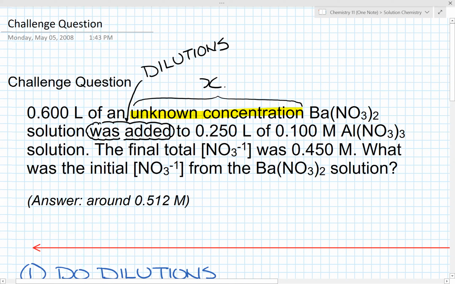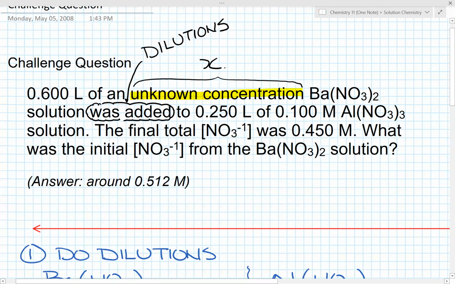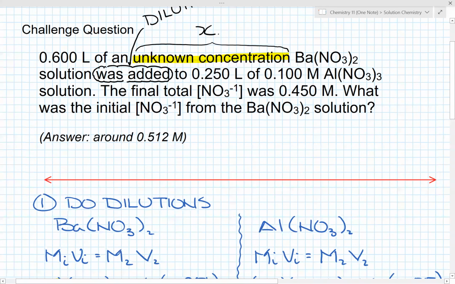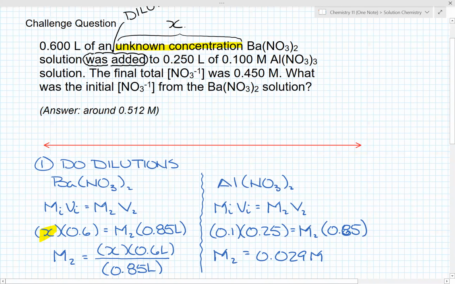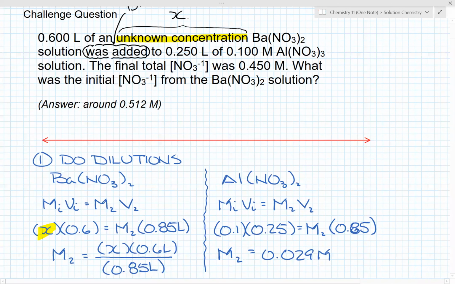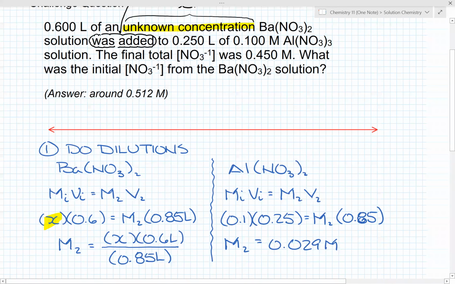All right, welcome back. Some of you might say, oh, this was difficult. So how do you approach it? The first step is you want to use dilutions. The key thing you will notice is that when you do your dilution calculations, you still do MIVI equals MFVF, but the initial concentration I placed as X. So for the barium nitrate, when I was trying to find the final molarity, I had the variable X in the equation, and that represents the unknown initial concentration.